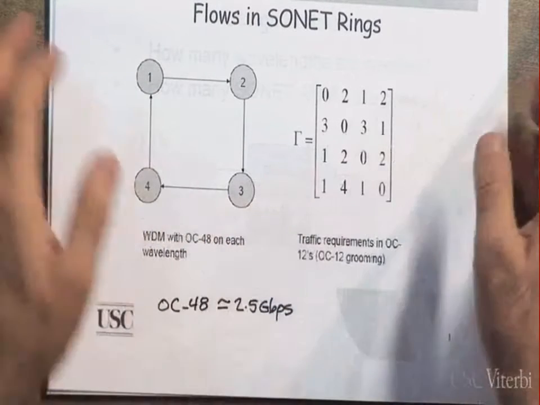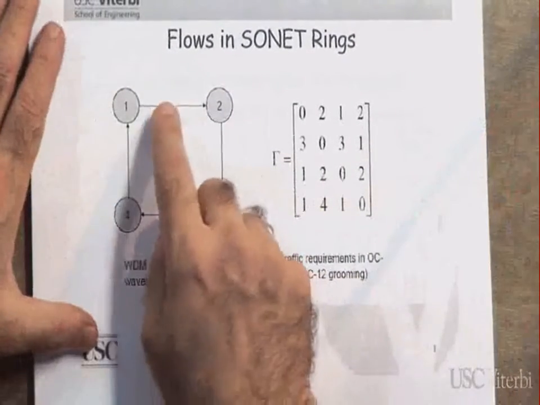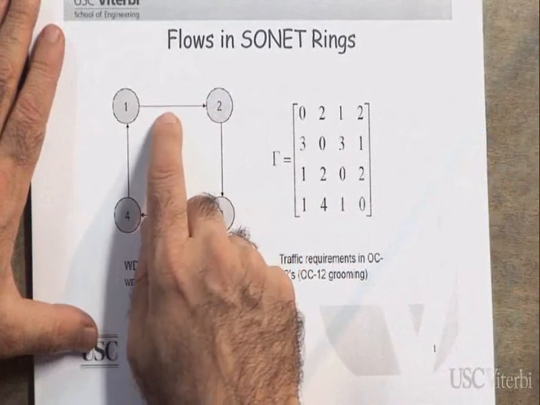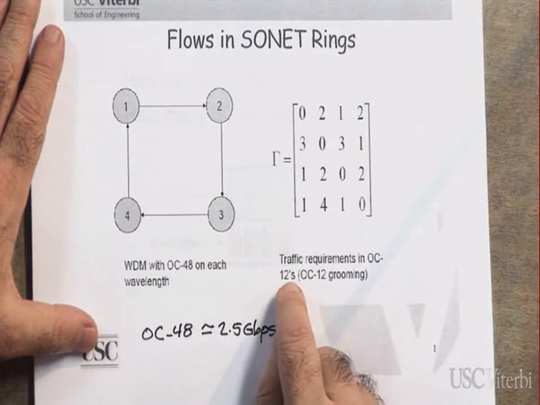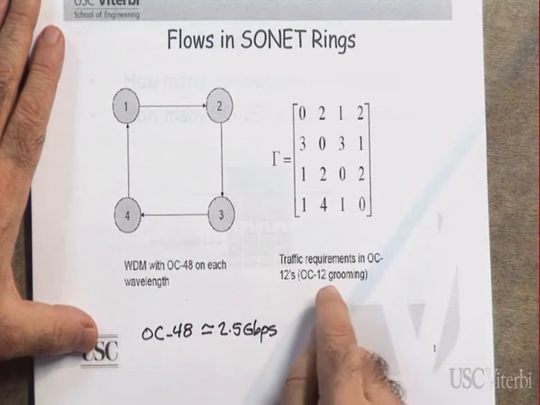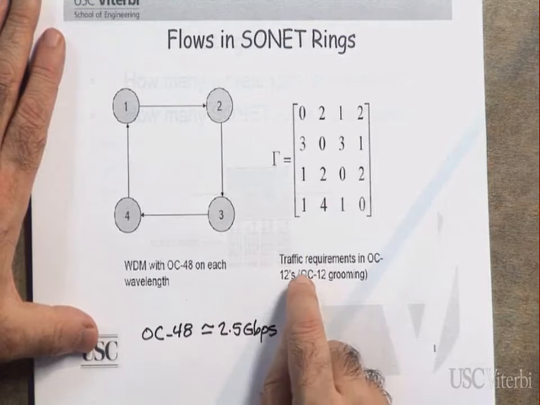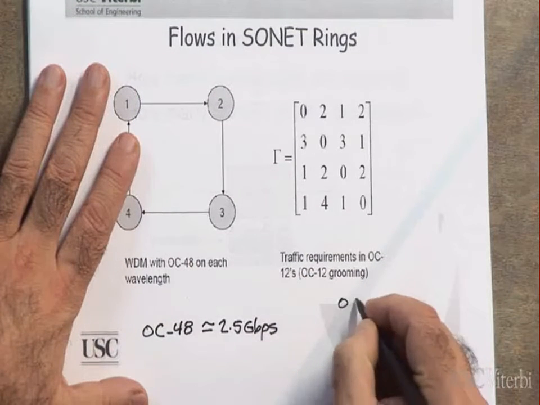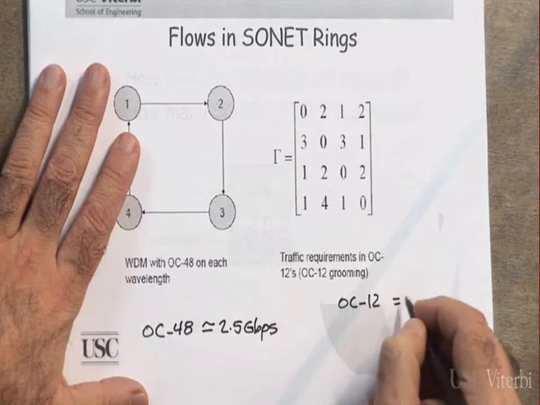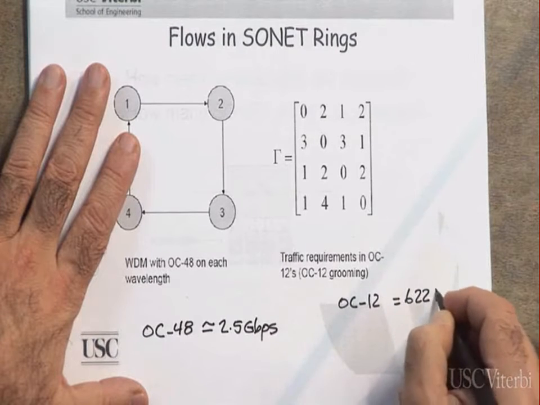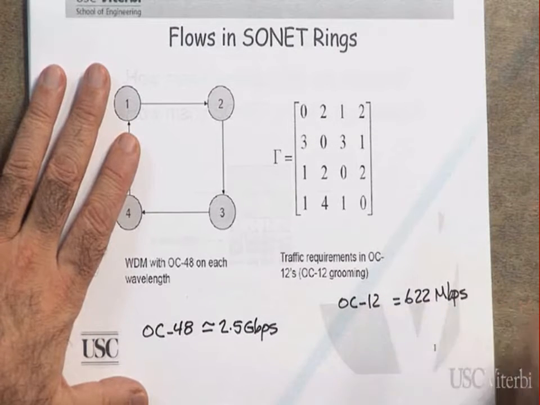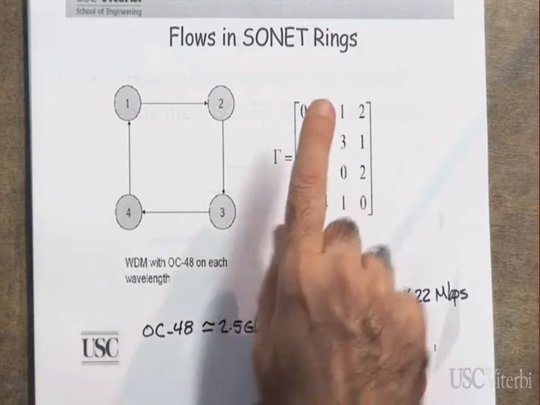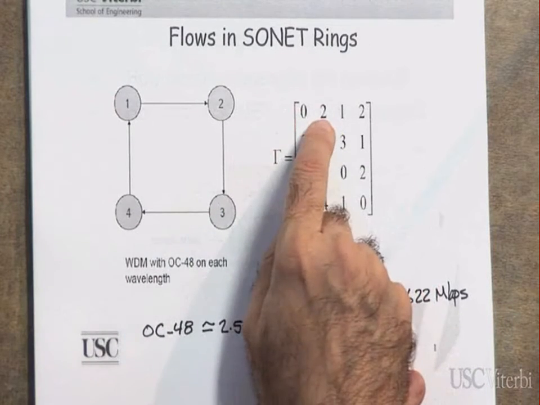Now, the question is how we are going to assign the channels on each wavelength if the customer is requiring OC12. So the traffic is coming at OC12. OC12 is 622 megabits per second. Which means the following. I want you to see this. This is the traffic requirement.